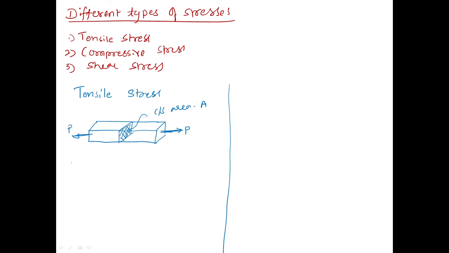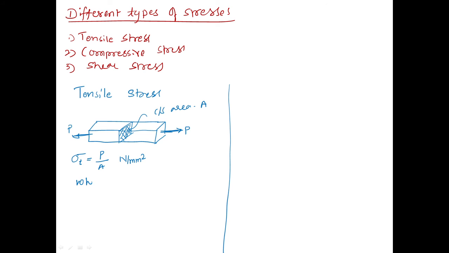So now tensile stress is defined as a component when it is subjected to load, it is going to increase its dimensions in the direction of applied load. Tensile stress is noted with the letter sigma t. So this is equal to what? P by A.